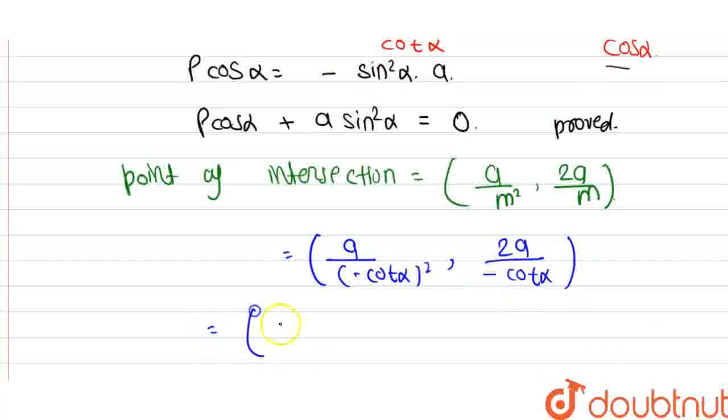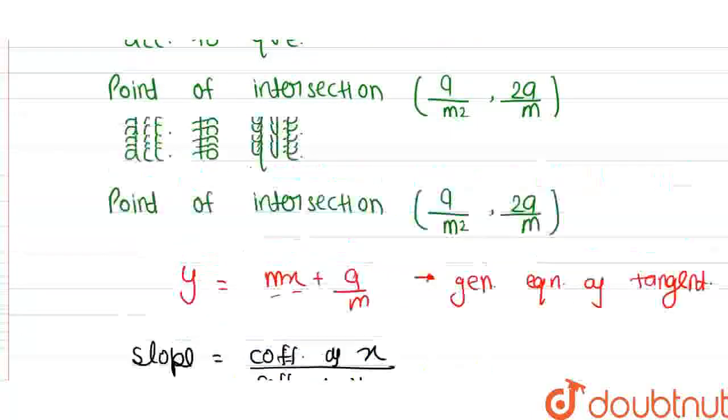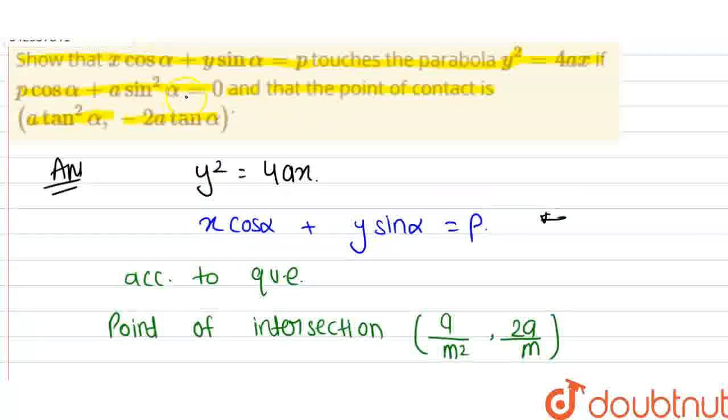So we get a by minus cot alpha whole square, which is equal to a cot square alpha... rather a times 1 upon cot square alpha, that is tan square alpha, comma 2a by minus cot alpha, that is minus 2a times 1 by cot alpha, which is equal to tan alpha. So in this way we prove this equation, and the point of intersection is this.